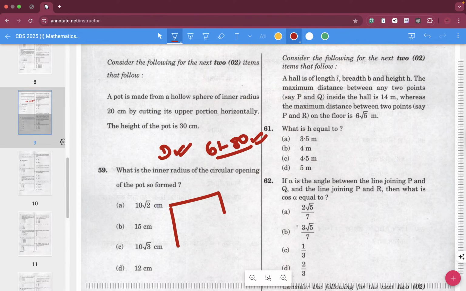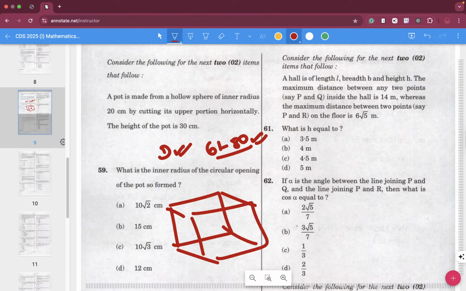Hall, right? This is basically your hall over here. Something like this the hall will look, isn't it? So this is the length over here, this is the breadth, this is b, and this is h, right? Height.